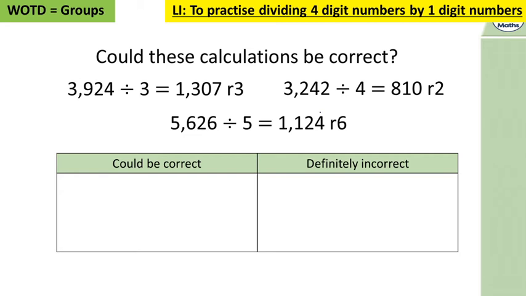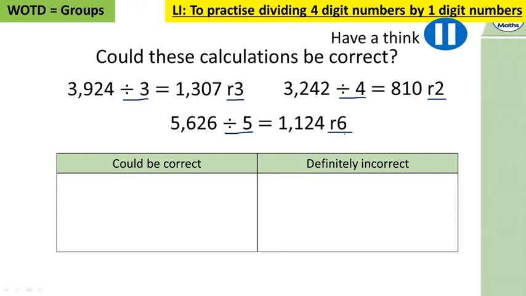Okay, if we just look at these, we have 3 questions. I want you to have a look at them and see if you think they could be correct or if they're definitely incorrect. What you need to pay attention to here is what you're dividing by and what the remainder is. So if you're dividing by 3, will you be left with a remainder of 3? If you're dividing by 4, can you be left with a remainder of 2? And if you're dividing by 5, can you be left with a remainder of 6? Let's have a look through these. Pause it if you want to have a quick go yourself and then check.